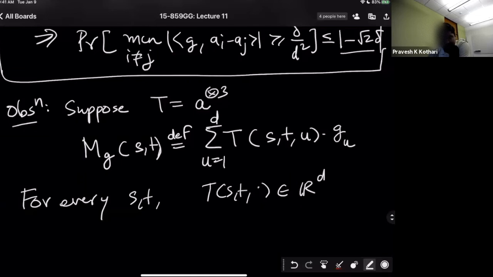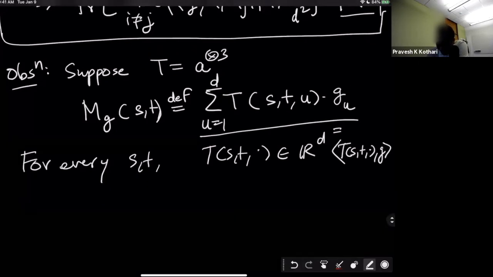Since it's a vector, I can take its inner product with my Gaussian, which is the d-dimensional vector, right? That's what I did here. This is the inner product of T_{st·} with the random Gaussian g. For every st, I take the inner product of T_{st·} with g to compute the st-th entry of M sub g.